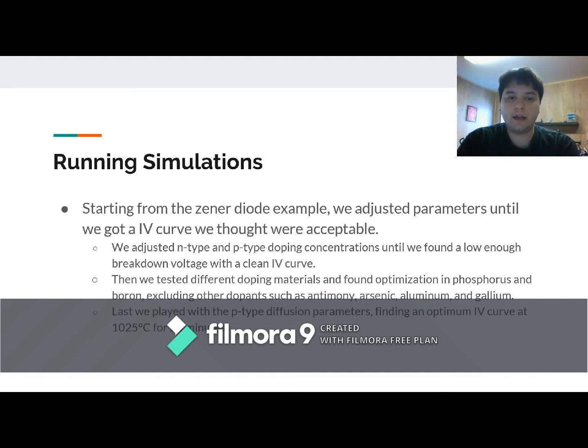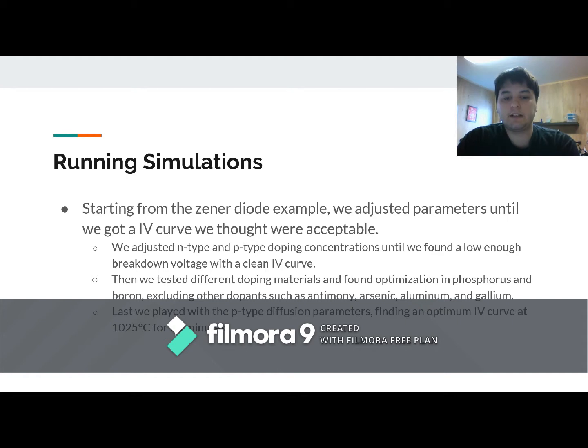So Silvaco had a great example of the Zener diode. Unfortunately for us, that example was already fairly well optimized, but everything can be improved upon, so we did. We took the example diode and changed all the parameters that we could. So first, we ran n-type doping simulations, as many intervals as we possibly could, from 1 × 10^15 atoms all the way up until the silicon became degenerate.